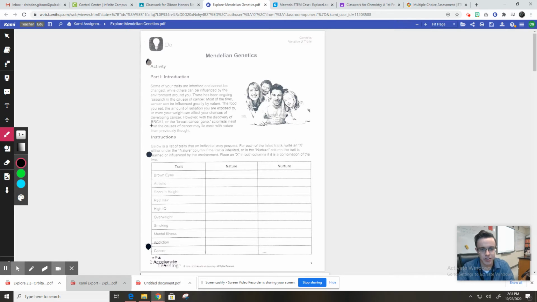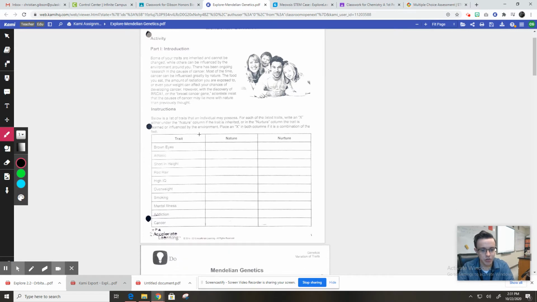Basically, this is just your opinion kind of thing. So you're going to go through, and for each of these traits, you're going to put an X. You can draw it, you can type it, whatever you want to do, for whether you think that trait is based on nature, meaning that you inherit it, or if that trait is based on nurture, meaning it's based on how you were raised or influenced by your environment. So like brown eyes, you inherit your eye color, okay? I can't think of anything that would happen in your environment growing up that would change your eye color to brown. So you're going to put an X for nature there. Whatever you think is there. You can put an X for both if you think it's a mixture of both, okay?